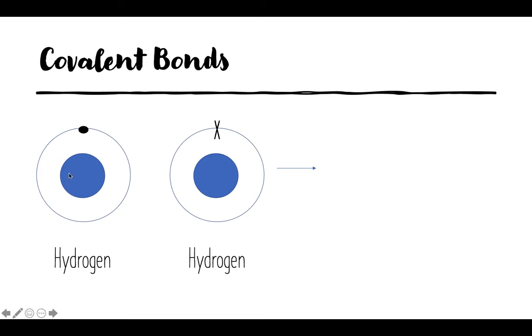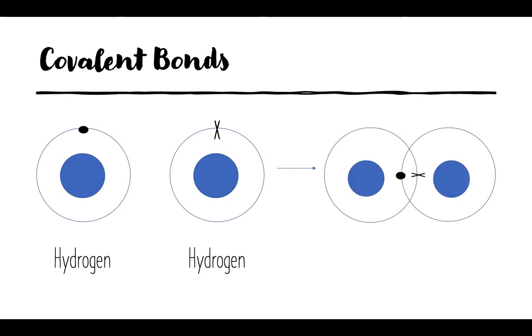Now, this hydrogen can't go up to its neighbour and say, I would like your electron, please give it to me. They have to share it instead. So what happens is their outer shells cross over, as we can see here, and they share this pair of electrons between the two atoms, and it forms what's called H2. It's a molecule of hydrogen.